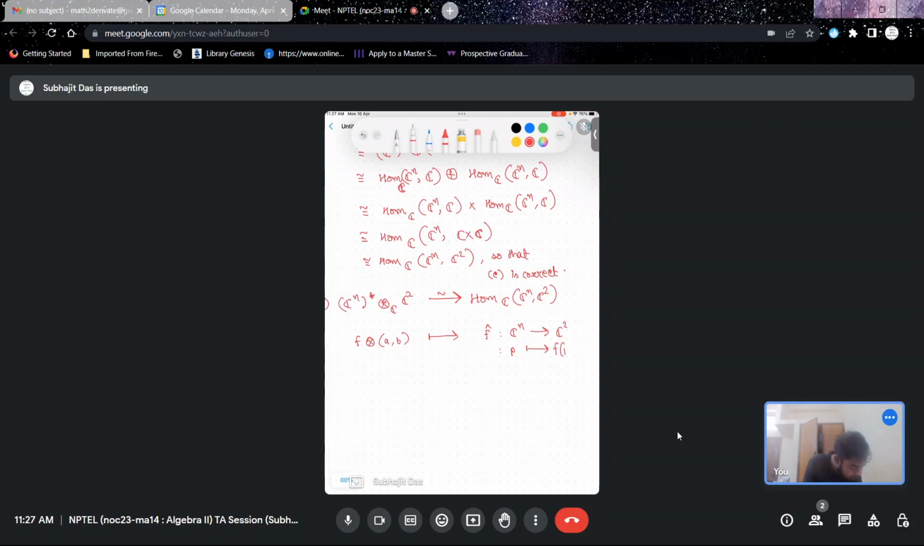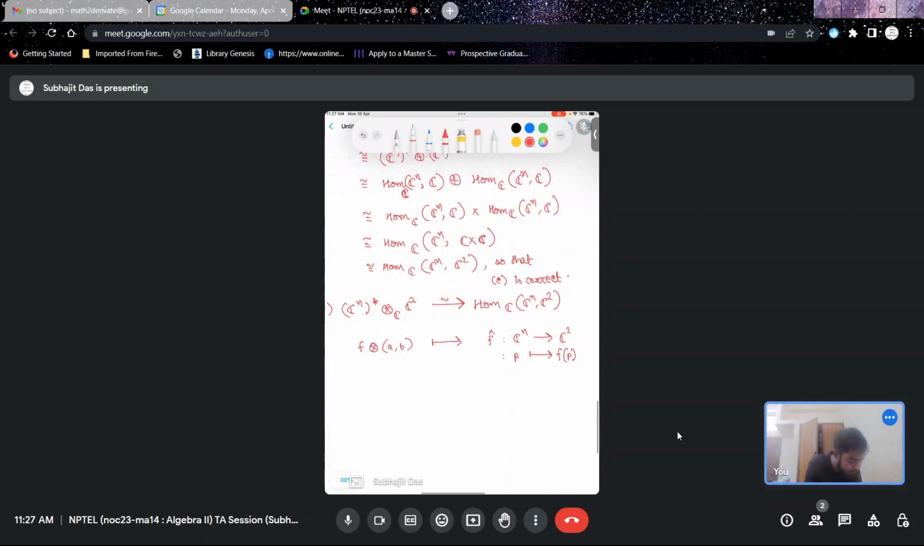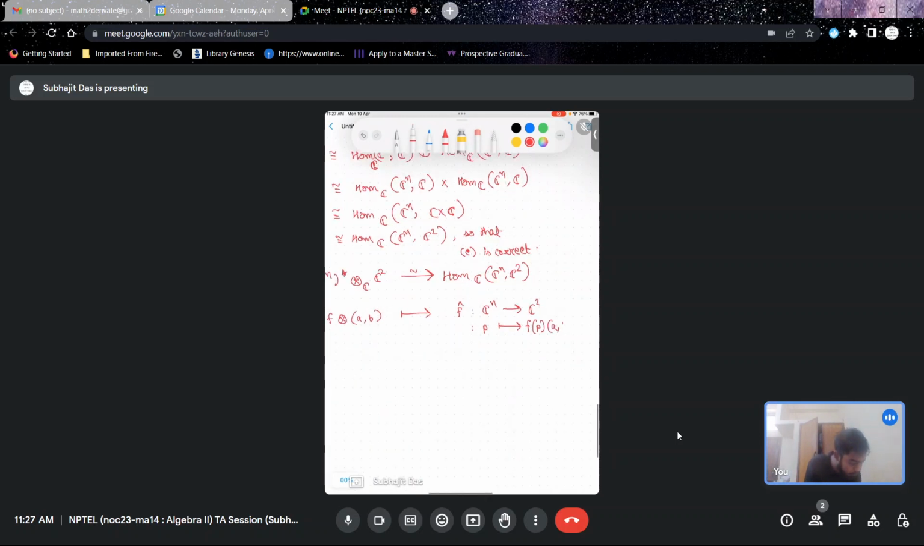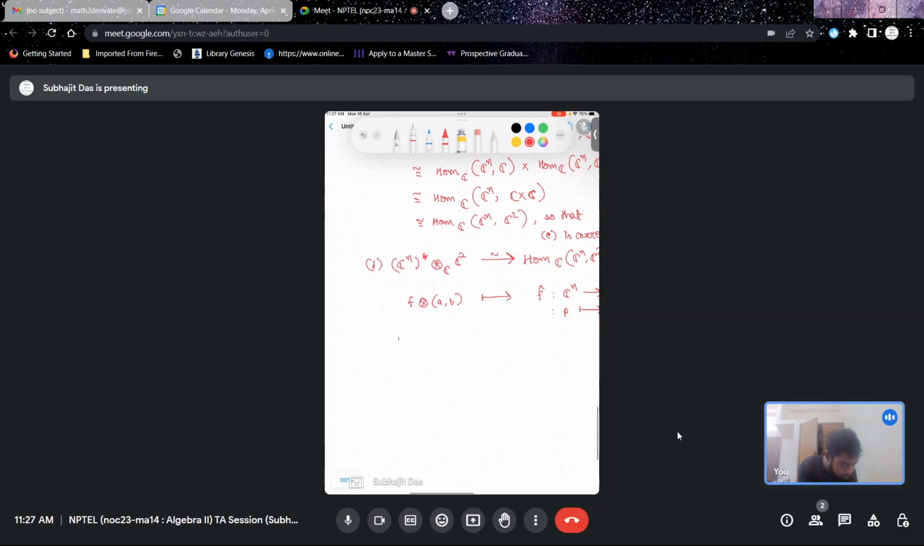Yeah, so what am I thinking? F of P times... yeah, right, you need an element of C2. You need to map it into C2, not into C, right? So if hat is a mapping of Cn into C2, it should map P onto F of P times AB. This is what it should map to. This morphism is an isomorphism.